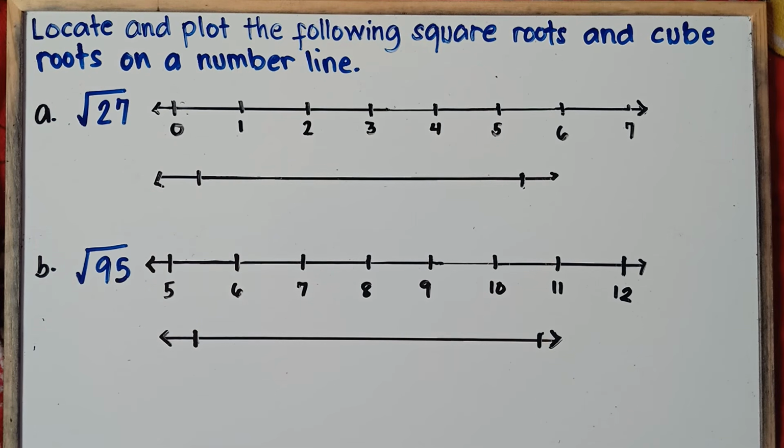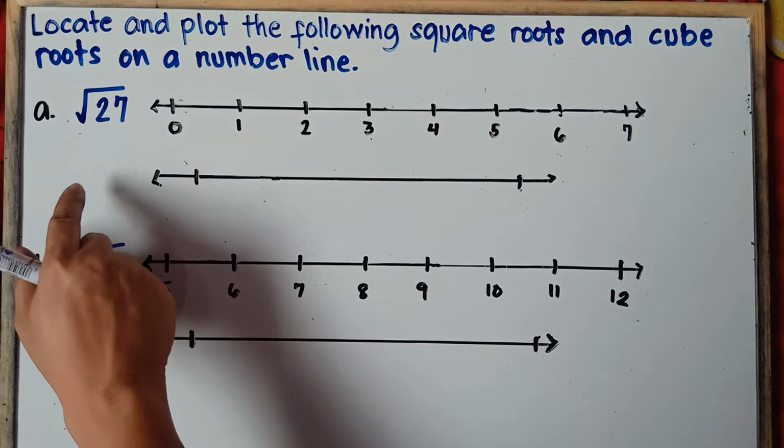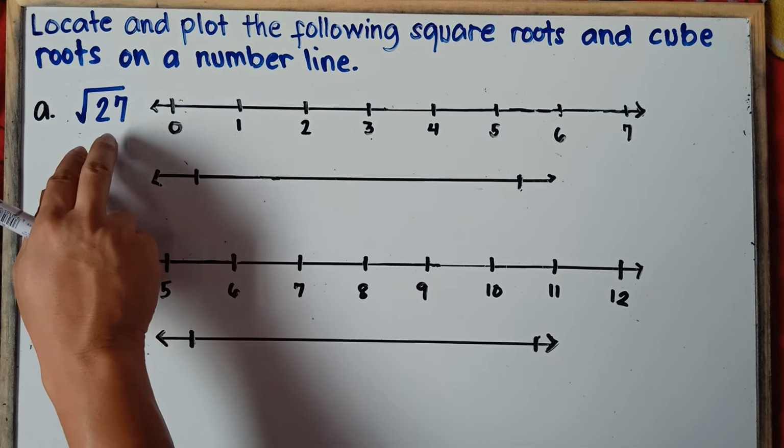Our topic for today's class is we're going to locate and plot the following square roots and cube roots on a number line. So without further ado, let's do this topic. Now I will give you 4 examples, class, for you to really understand this one. So let's start with letter A. Letter A, class, our given example is square root of 27.